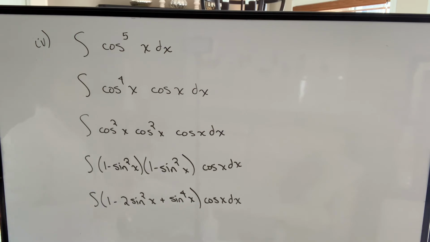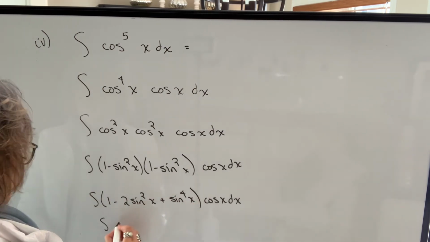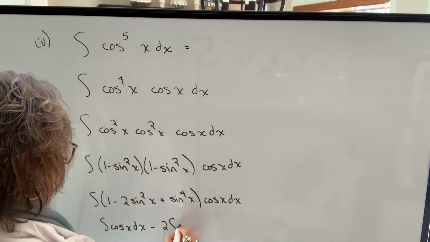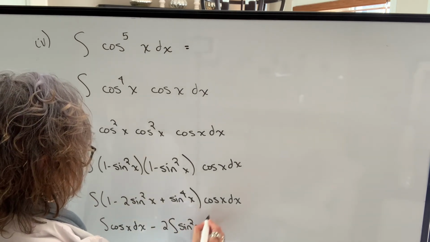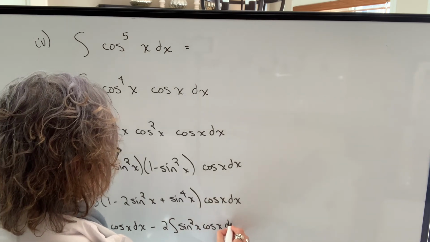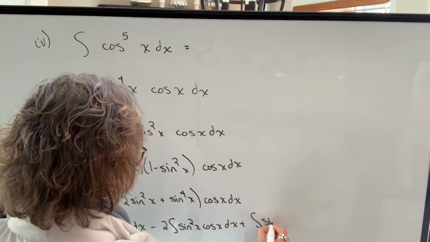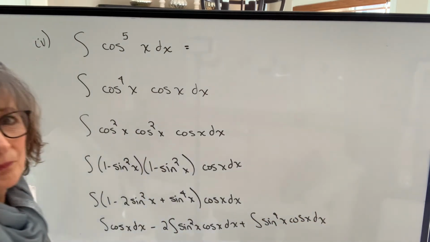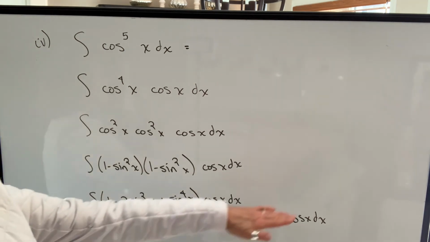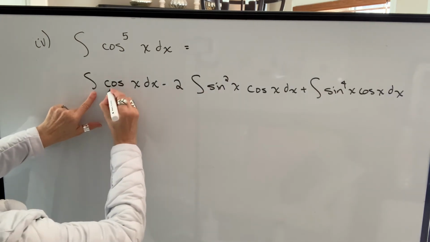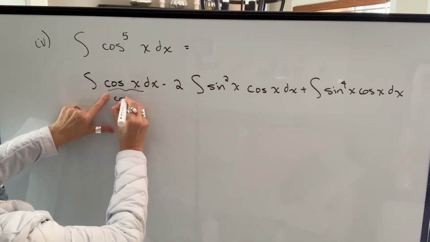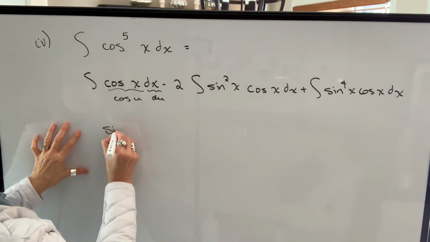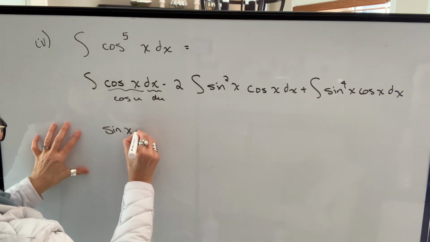I'm going to break this integral up. So it'll be the integral of 1 cos x dx minus, I can bring that 2 out, the integral of sine squared x cos x dx plus the integral of sine to the 4th power of x cos x dx. Now let's integrate each term. So my first integral fits the pattern cos of u. So there's my du factor. That integral is simply sine of x minus.